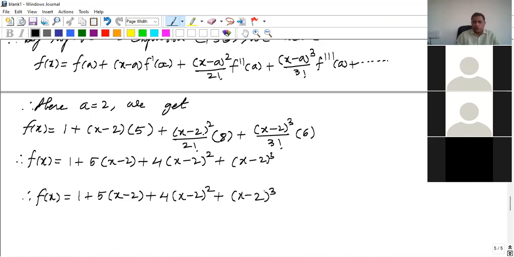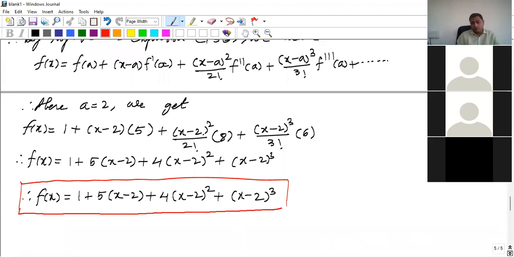Okay, so now the question is whether we have obtained the correct expansion or not. Because we are done with our expansion, we got it in terms of x minus 2. So here we have the term x minus 2, here we have the term x minus 2, and again we have the term x minus 2. So that was our question, and then we got the answer.